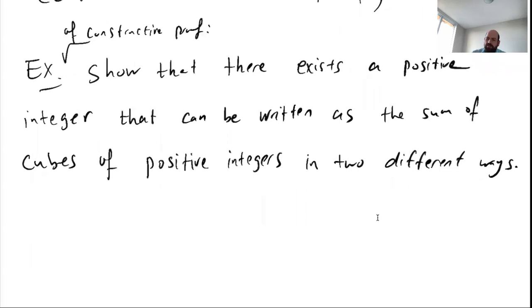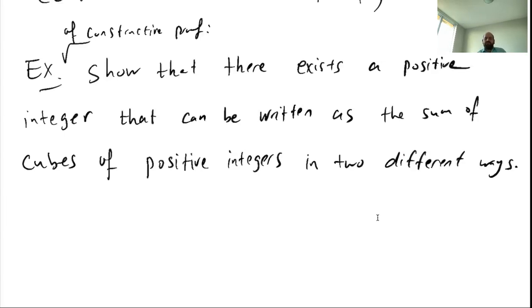Constructive means we are looking for an object of interest. In this case, we are looking for an integer that can be written as sum of cubes of two positive integers in two different ways. So for example, 9 is the sum of two cubes, 1 cube plus 2 cube. But it's just one way. We need two different ways. So we are looking for such objects.